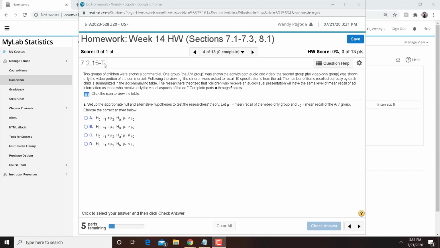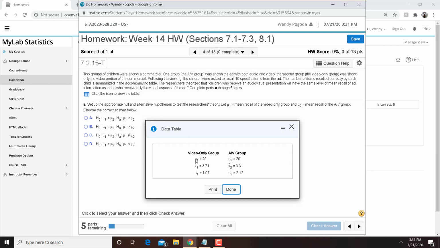15. The T at the end indicates that the question expects you to answer this with technology, so let's do that. Here's the data table. We have two different groups. The sample size is 20 for each. The sample means are given here, and the standard deviations here. Your numbers, of course, will be different.